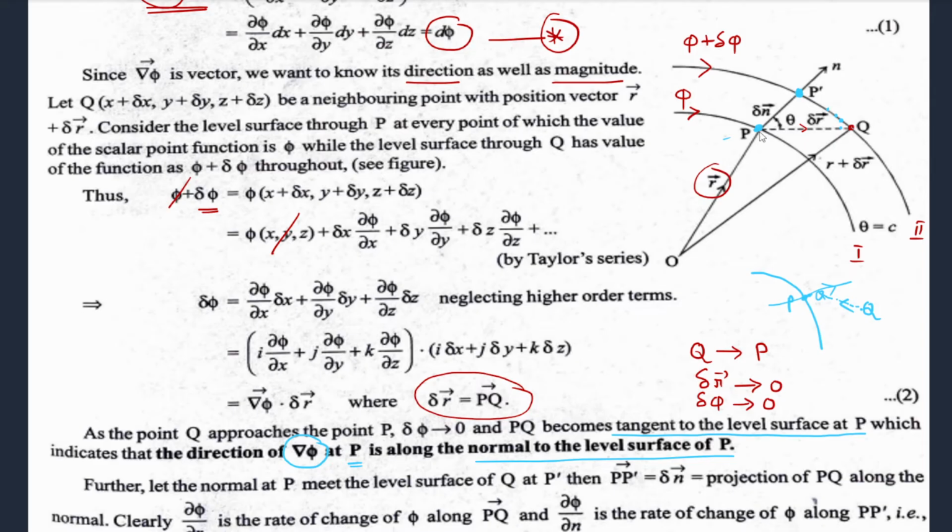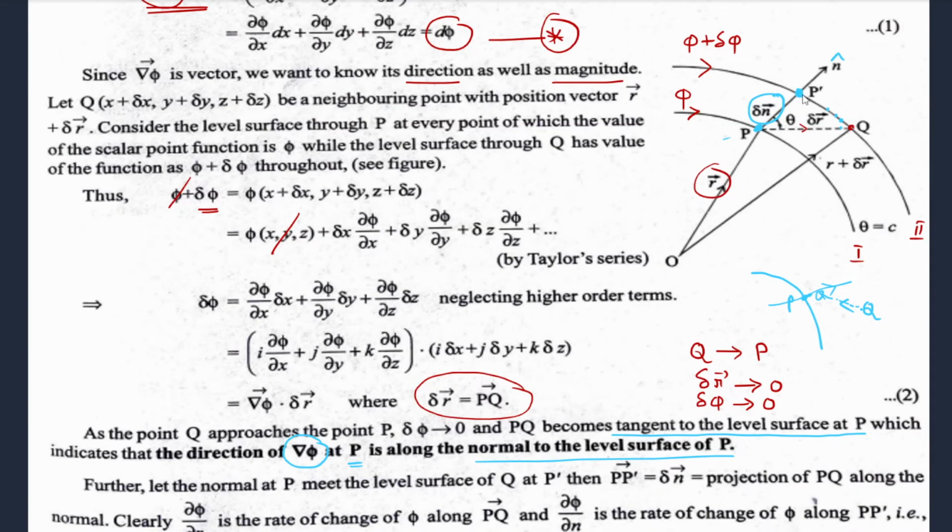This direction is normal to the level surface at P. Along this direction, let us take a unit vector n cap. That part we will discuss now. Further, let the normal at P meet the level surface at the point P dash. So PP dash means we are talking about this particular direction, and this direction is denoted by δn bar.